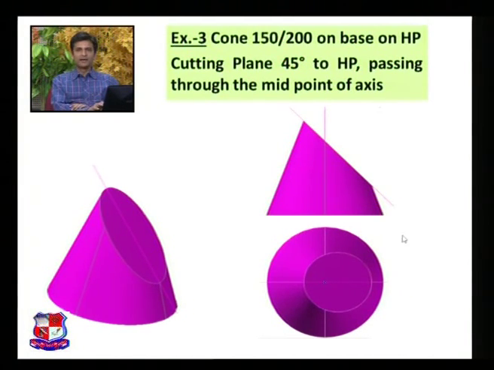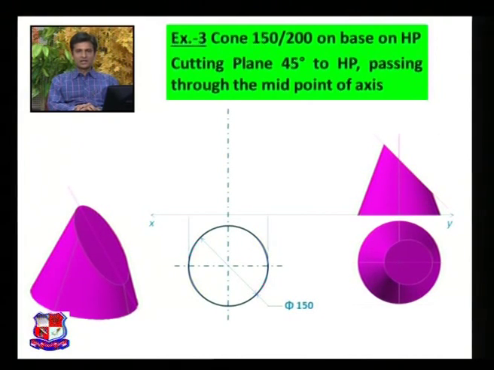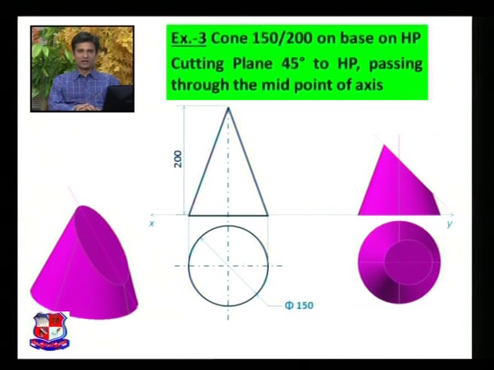A cutting plane line which makes an angle of 45 degree with horizontal plane or XY line and passing through the midpoint of this axis. So first we have to draw top view of this cone, that is a circle of diameter 150 mm. Insert the dimension diameter 150 mm. Draw the center lines, horizontal center line, vertical center line. Draw projection lines like this and draw a triangle having height 200 mm. Up to this step it's clear to us how to draw these two steps.